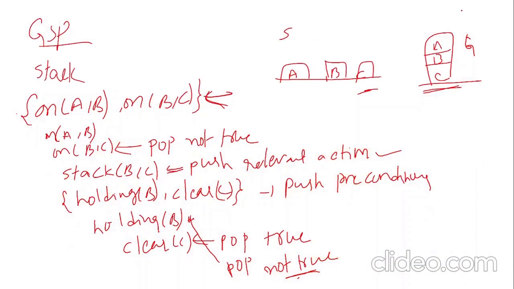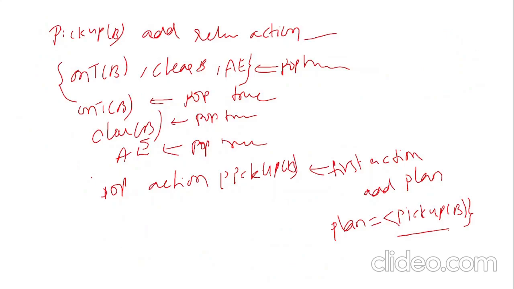So what we are doing: adding the goal state, add separately, pop one by one. If it is not true, add the relevant actions and add the preconditions. Remove one by one. Whenever we are removing an action, we add that action to the plan. The first action we are removing is pick up B. This is the first action we are adding to the plan.